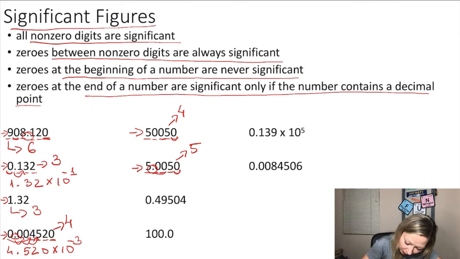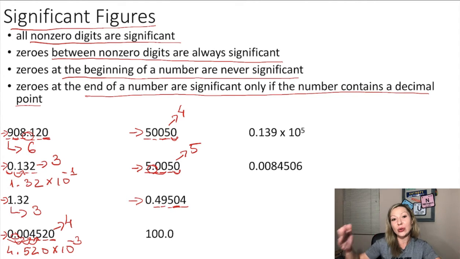Okay, let's move to the next example. Maybe you can pause here and try to figure out how many sig figs we have here. So my 4, 9, 5, and 4 are definitely significant. This zero is going to be significant because it is between two non-zero digits. Will this zero be significant? No, because it is at the beginning of a number.